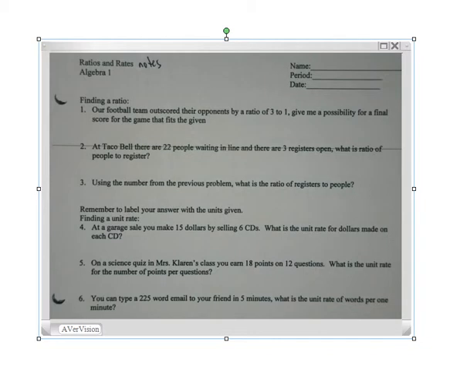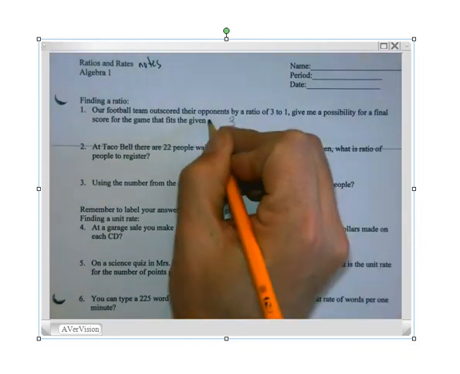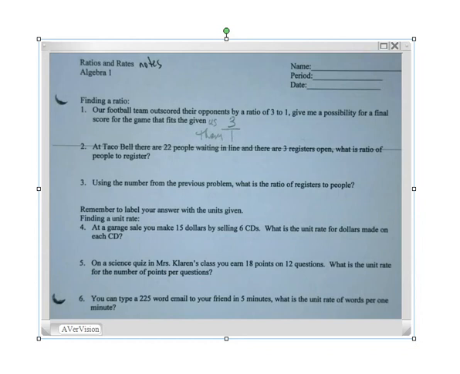So, for instance, finding ratios, numero uno. Our football team outscored their opponents by a ratio. Ratio is like a fraction of 3 to 1. So it's sort of like us and them here. Give me a possibility for a final score of the game that fits the given. Okay, how did you get that?